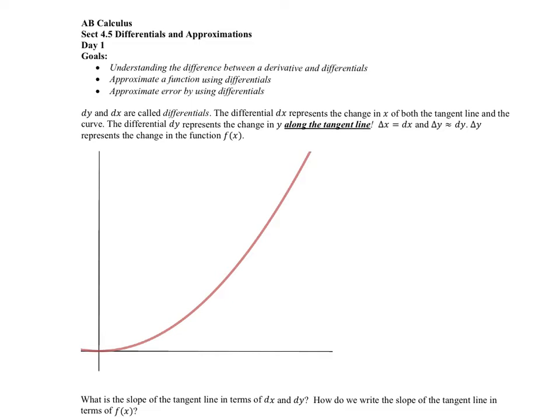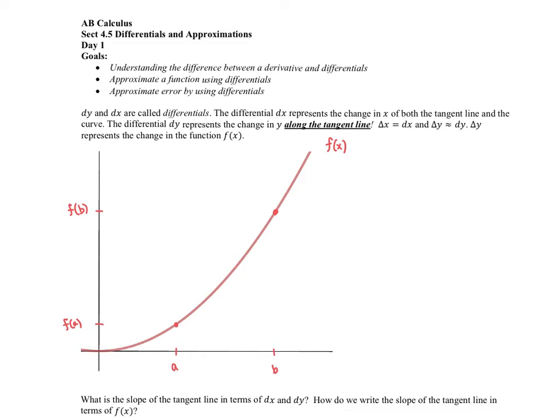Okay, so before I get into this statement here, let's take a function, let's call this function f of x, and let's take the function on an interval from a to b. That would yield for us values f of a and, approximately speaking, f of b. Okay, so dy and dx are called differentials.